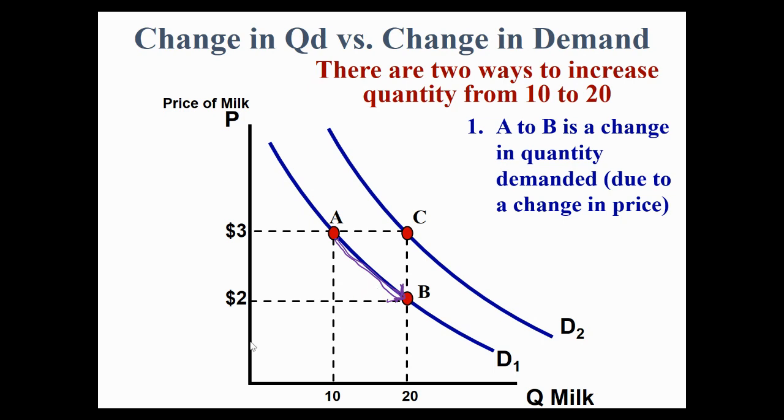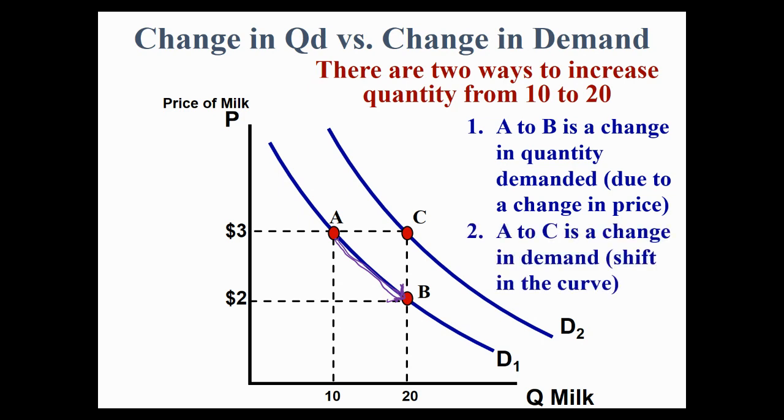But if we go from A to C, that's a shift. The price didn't change, but we're buying more of it. So some other outside factors have encouraged us to buy more. From A to B, we're buying more because the price changed. So the change in B is the law of demand: when the price fell, the quantity demanded went up. But from A to C, there's some sort of outside factor, a determinant of demand, that encouraged us to buy more of the product at that $3 price. Okay, so there is a difference.